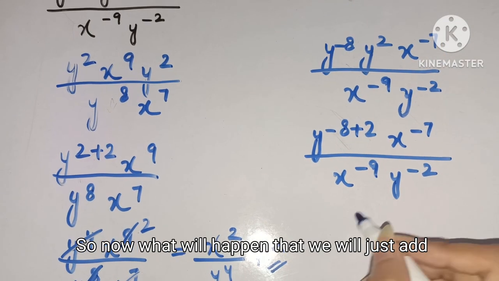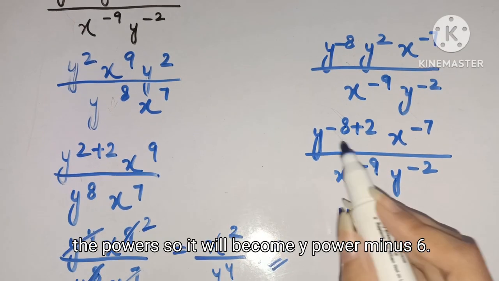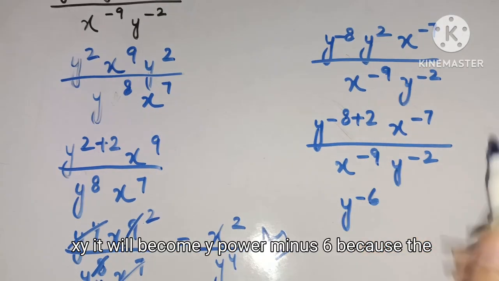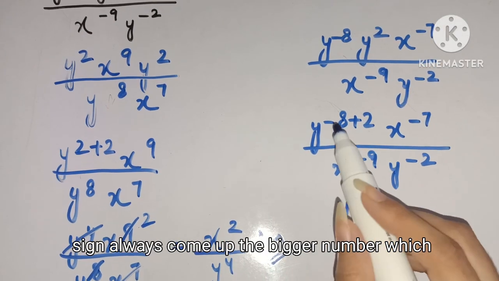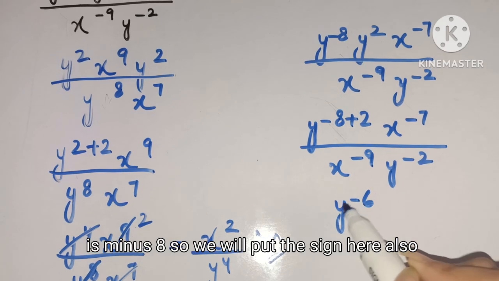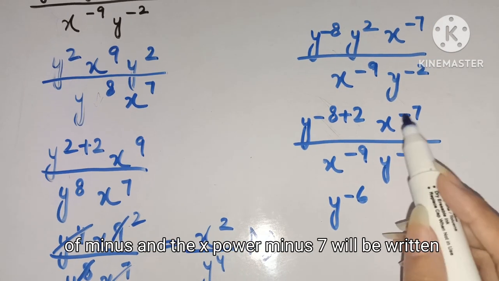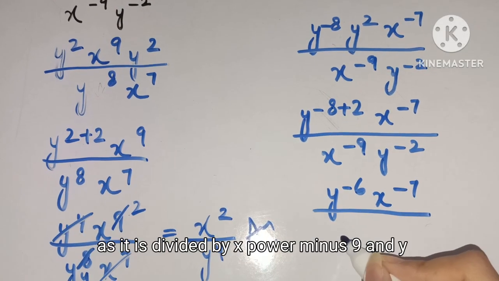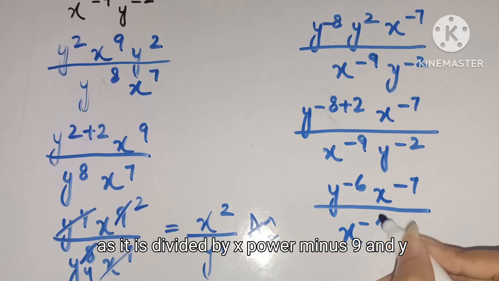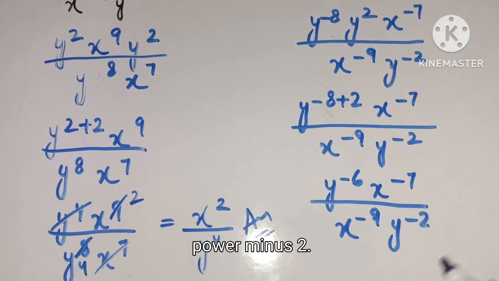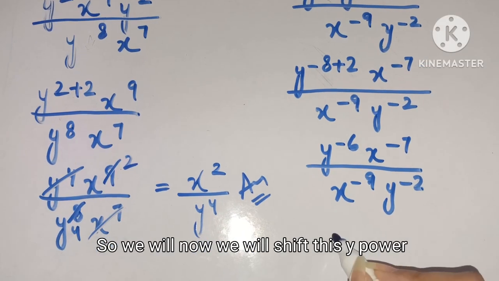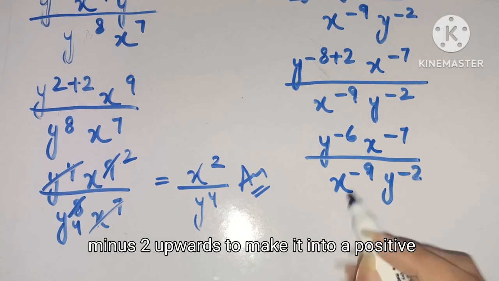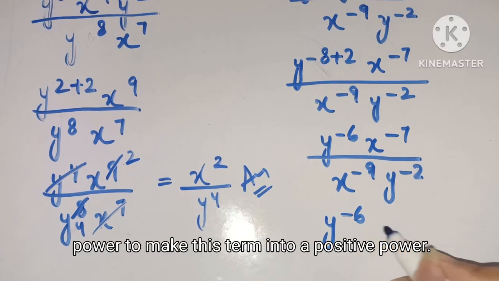So now we will just add the powers. So it will become y power minus 6. Why will it become y power minus 6? Because the sign always comes of the bigger number, which is minus 8. So we will put the sign here also of minus. And x power minus 7 will be written as it is, divided by x power minus 9 and y power minus 2. So now we will shift this y power minus 2 upwards to make it into a positive power.